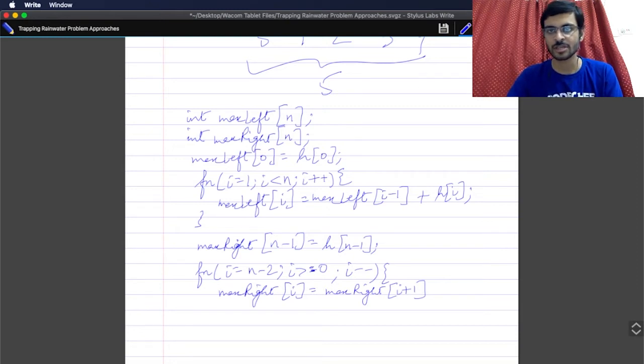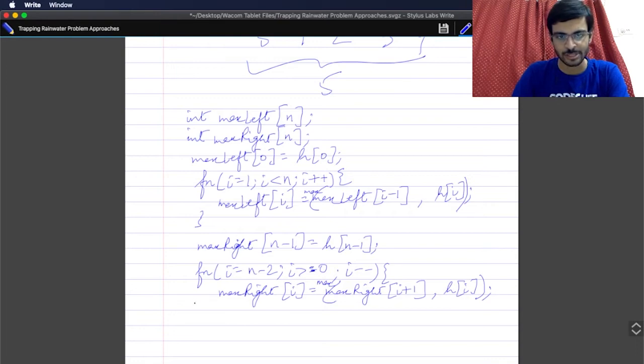It won't be the summation, I'm sorry. So it will rather be the max. So you have to find the max of these two things. And over here also you need to find out the max of these two things. We can say the max of max right i plus 1 comma h of i, right? This is the only thing that we mentioned.